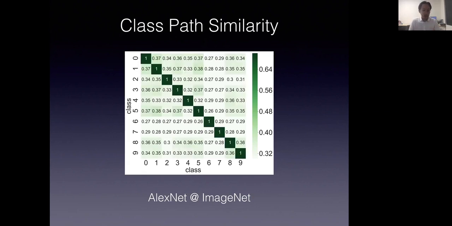As we can see in the results, except for the diagonal, all the similarities have a very low value. The diagonal is all 1 because it represents the similarity between one class and itself. The average class path similarity is only 0.36, meaning one class path is significantly different from all other class paths, and they're all distinguishable.